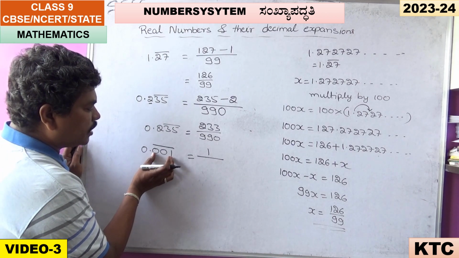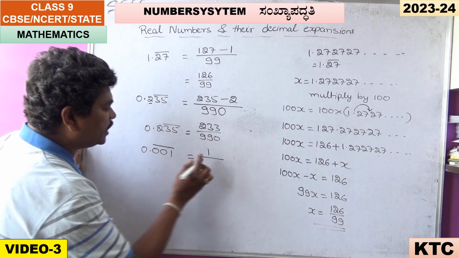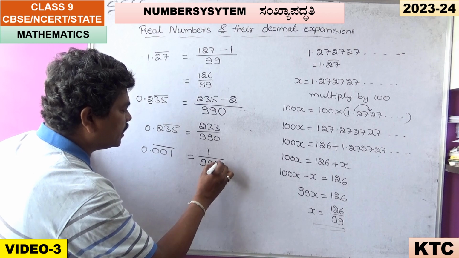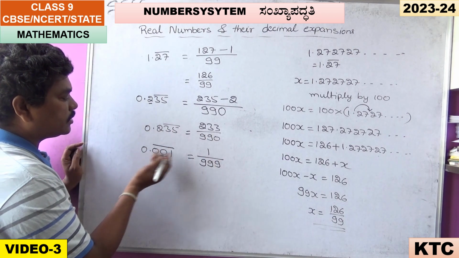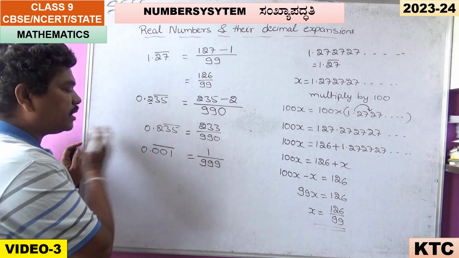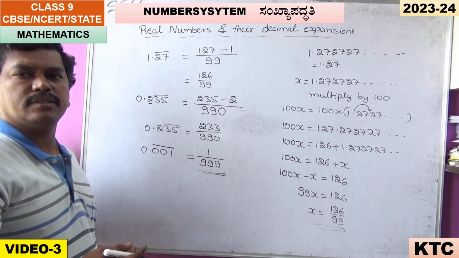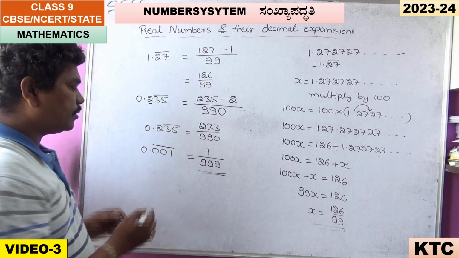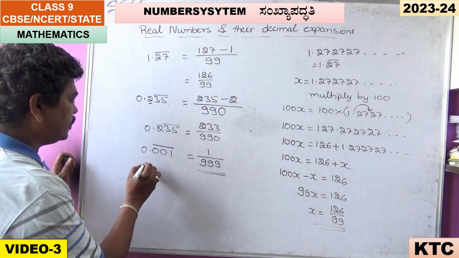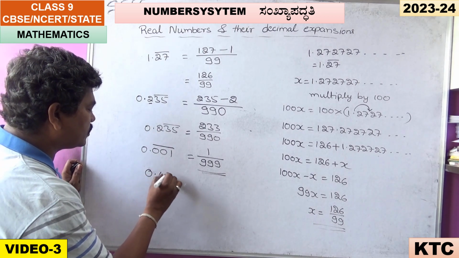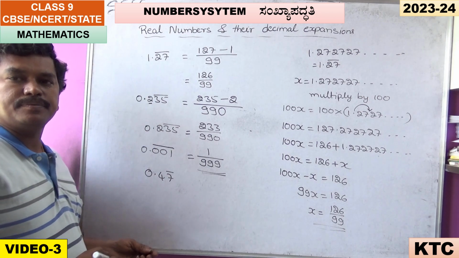So what is this? How many digits are there? 1, 2, 3 digits. You write here 999. There are no digits after the bar. So this is the decimal expansion of this one. Very short answers, so it is very easy to write. So I take one more example, 0.47 bar, the exercise problem.